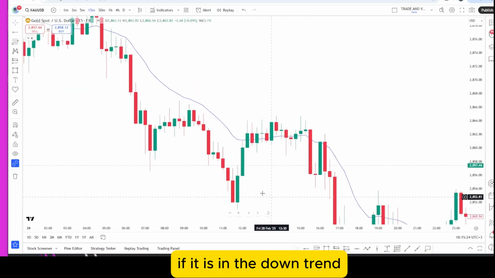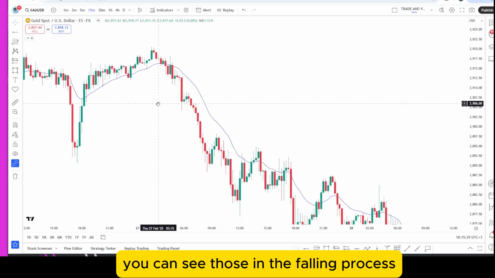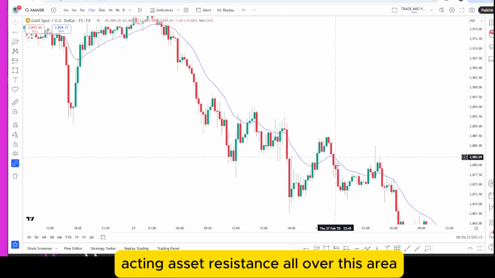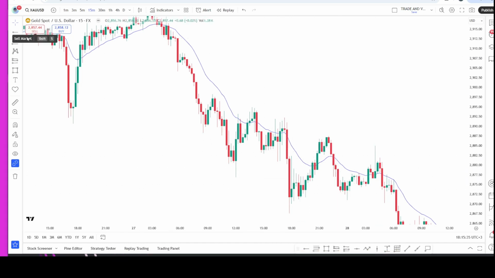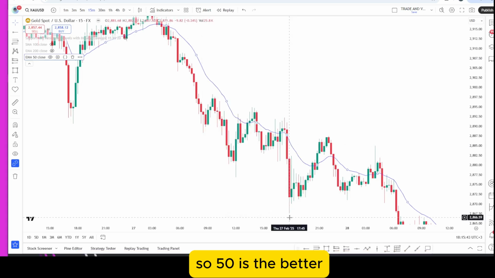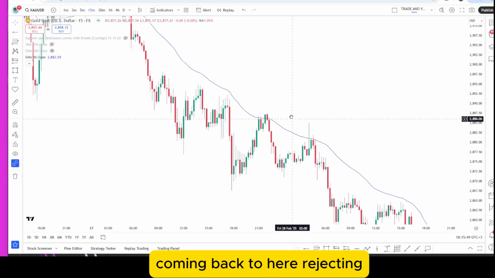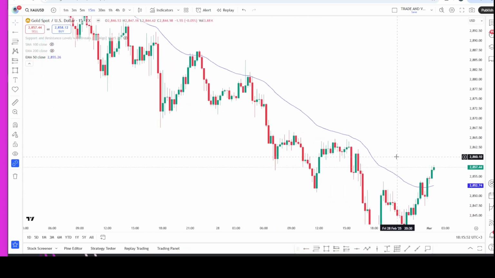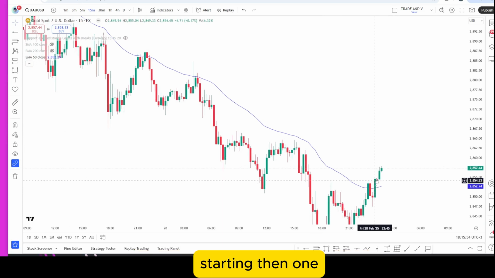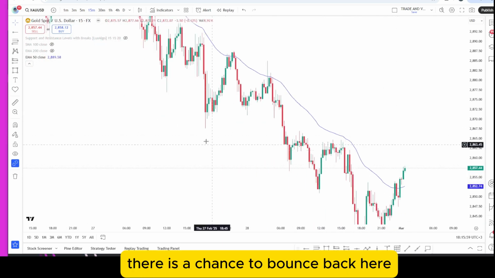If it is in a downtrend, it acts like a strong resistance. You can see it was a falling resistance. The moving average is acting as resistance all over this area. You can use the 50, then it will be more accurate because it's a 50 minute chart, so 50 is better. Falling, coming back to here, rejecting, coming back to here, rejecting. Now what happened? It crossed here, starting. Then once price comes back to here, there is a chance to bounce back here.